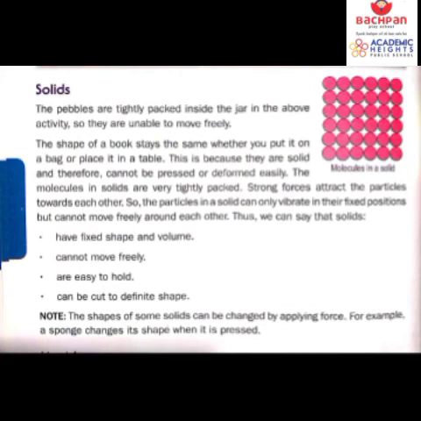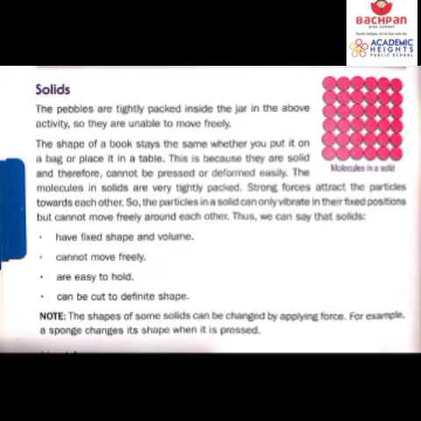From our activity of the pebbles, we learned कि जो pebbles होते हैं, they are tightly packed inside the jar and so they are unable to move freely. Even the shape of the book stays the same whether you put it in a bag or place it on a table. जब आप लोग अपनी बुक्स को बैग में रखते हो, it's a solid, so it remains the same. या अगर आप उसको टेबल पे भी रखोगे, then also it remains the same. ऐसा थोड़ा ना होगा कि कंप्रेस होकर वो बिल्कुल एक thick book thin हो जाएगी. No, it cannot happen. Do you know why this happened? This is because they are solids. They cannot be pressed or deformed easily.